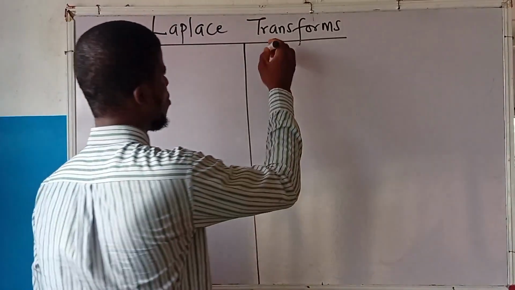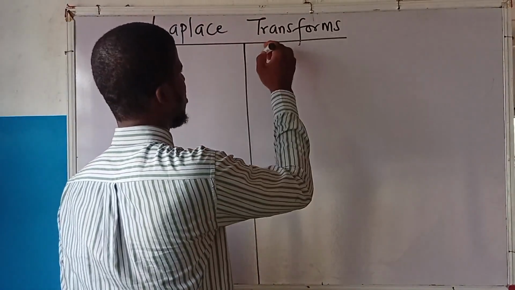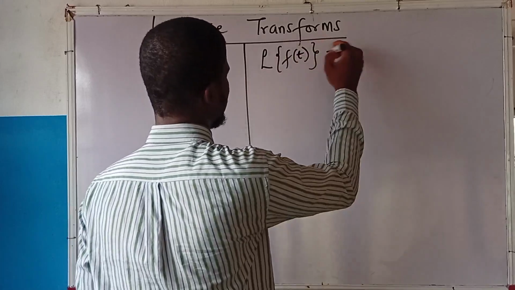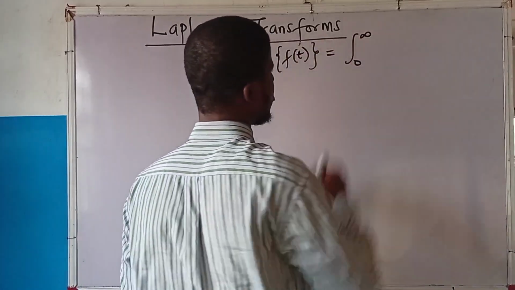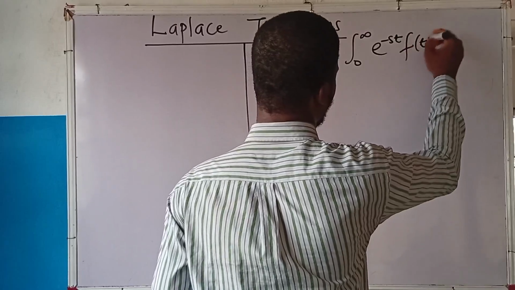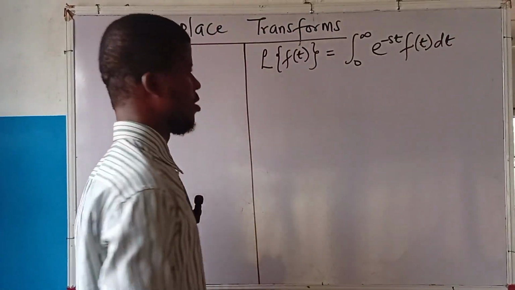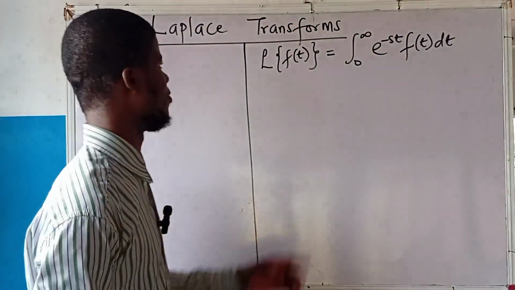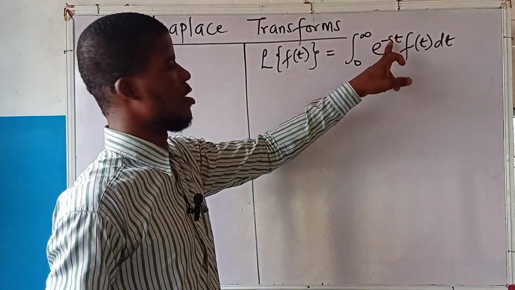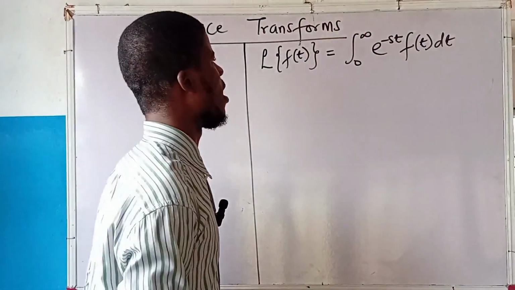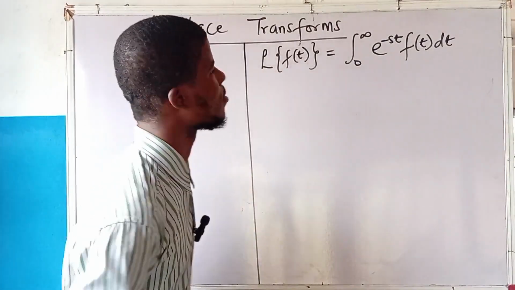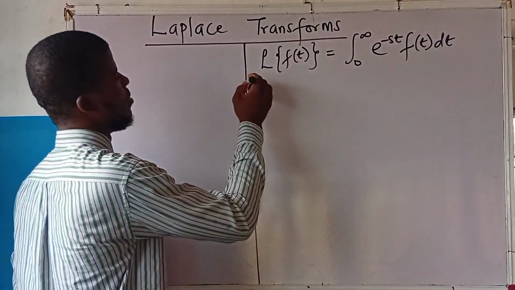The Laplace transform of a function f of t, written as Laplace transform of f of t, is the integral from 0 to infinity of e to the power of minus st into the function f of t dt. This is the Laplace transform of f of t. F of t is the function of t. S is a parameter, and it is considered to be a real number. Alright? Let us take some elementary functions.